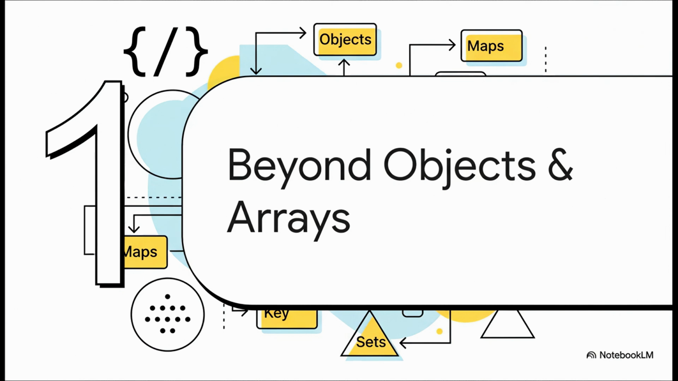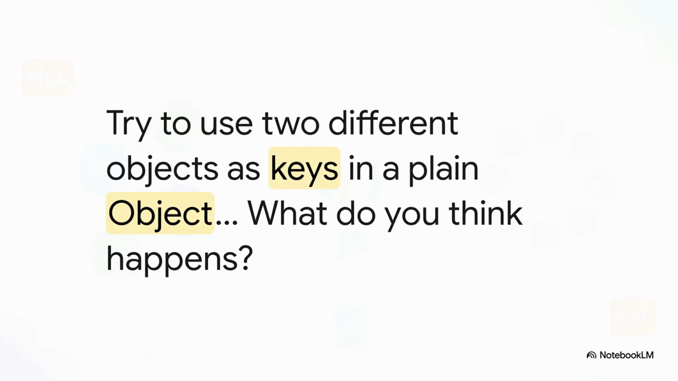So what is this limitation with objects that I keep talking about? Instead of just talking about it, let's actually see it in action. Okay, let's put this to the test. Let's say you try to use two totally different user objects as keys in a regular object. What do you think happens? You set a value for the first one, then you set a value for the second one.